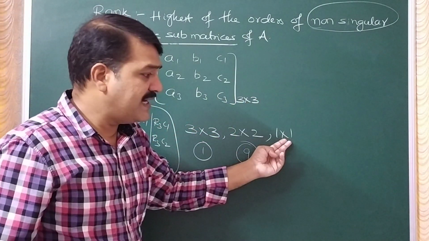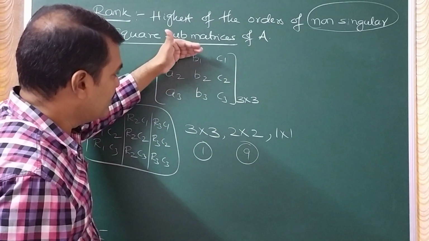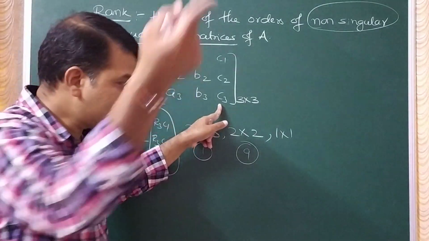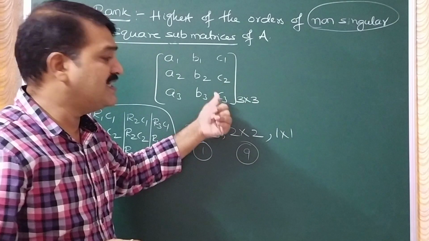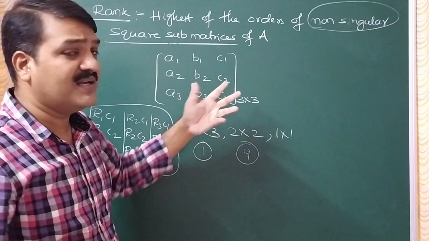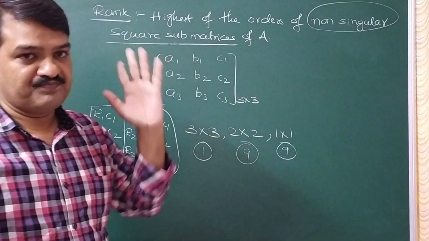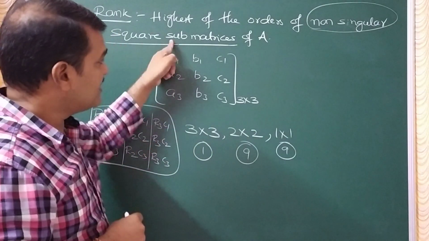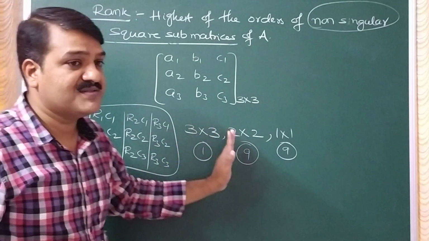A 1 by 1 submatrix is nothing but the element itself. How will you get it? If you remove 2 rows and 2 columns, only one element is left, no? That is called a 1 by 1 submatrix. So a 1 by 1 submatrix means a single element. How many single elements can you find here? 9. So 1 by 1 submatrices also you can find 9. Therefore, these are the possible square submatrices.